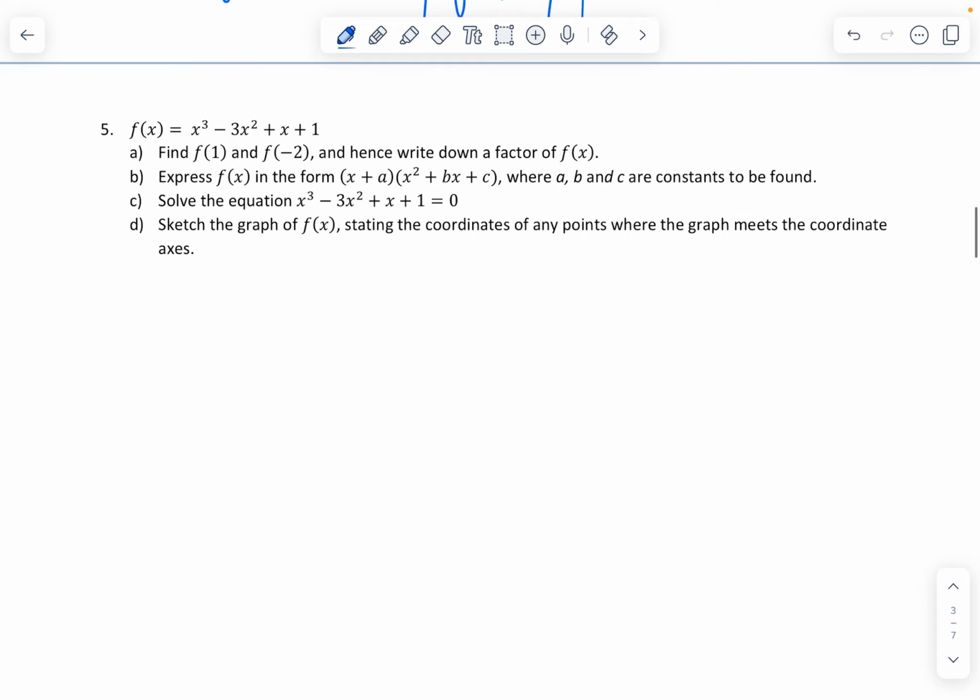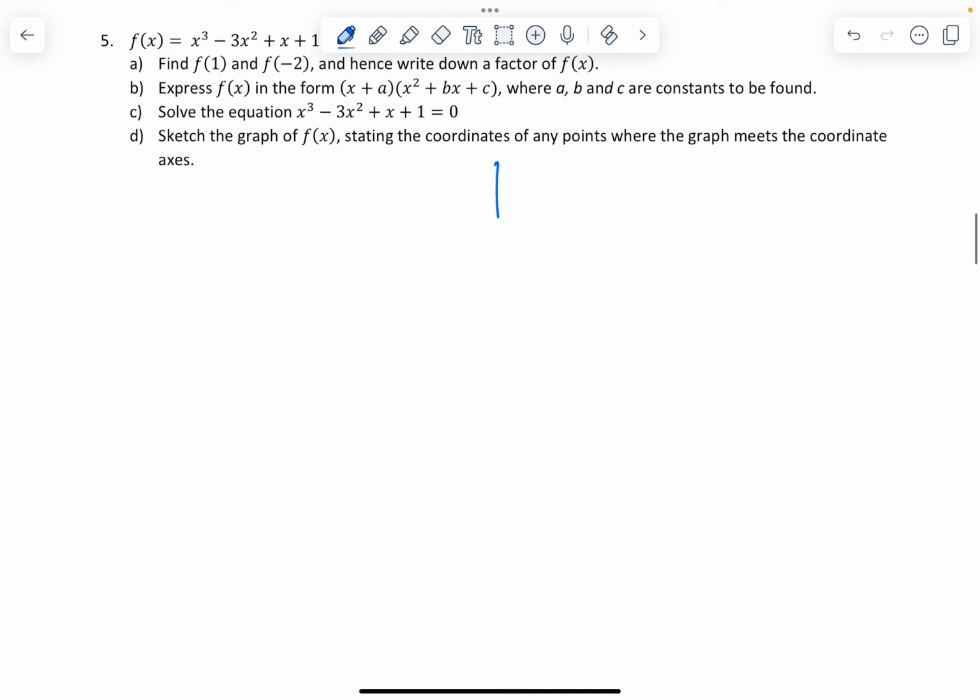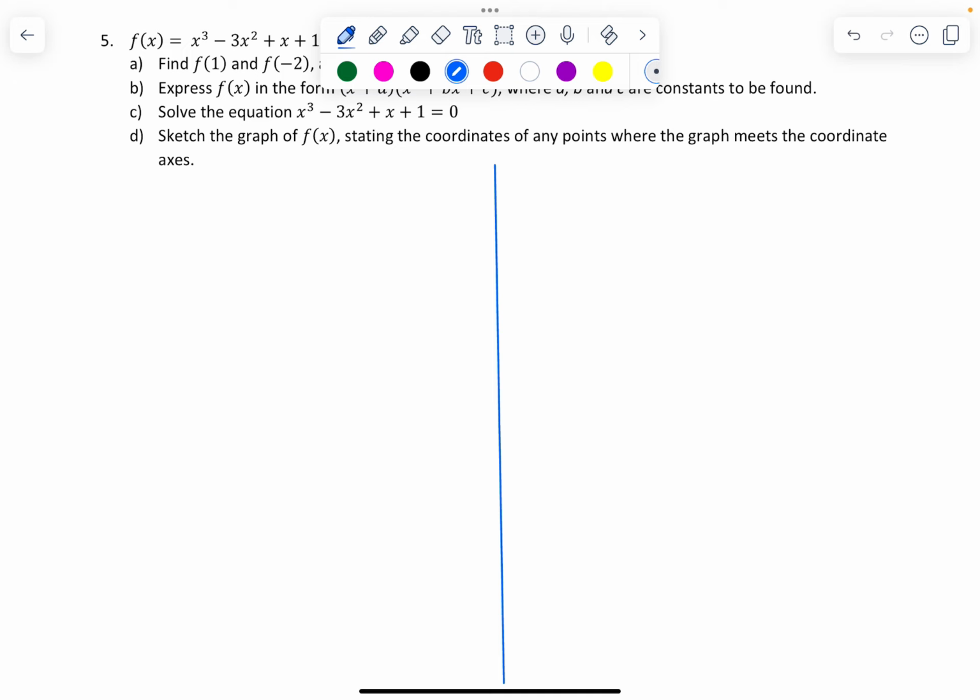Question number 5. f of x equal to x cubed minus 3x squared plus 8x plus 1. A. Find f of 1 and f of negative 2, and hence write down a factor of f of x. First, I am going to divide the space nicely because these questions are usually a lot of process. Let us start with A, f of 1.